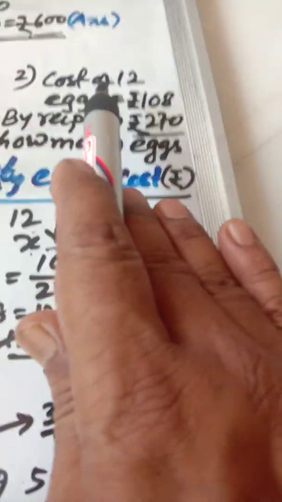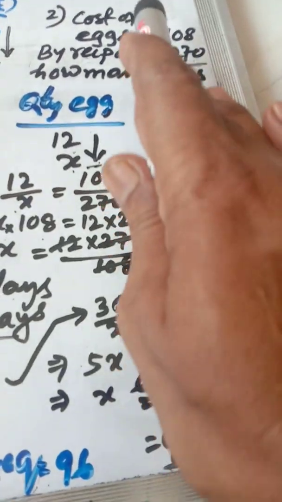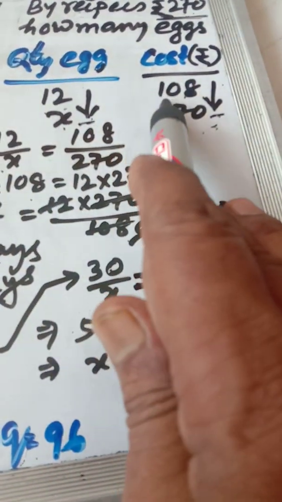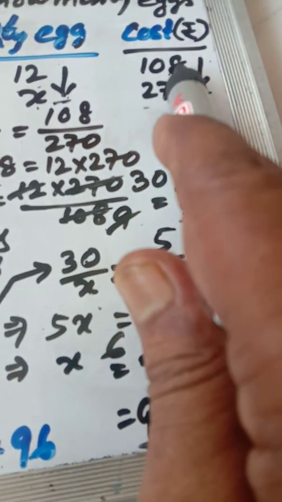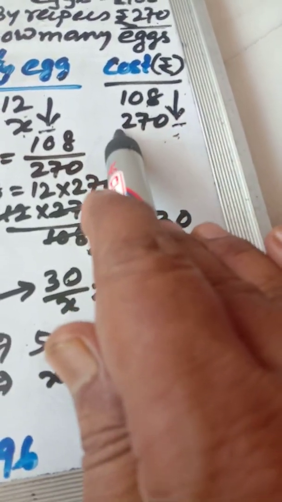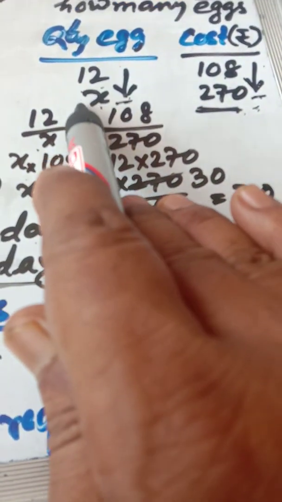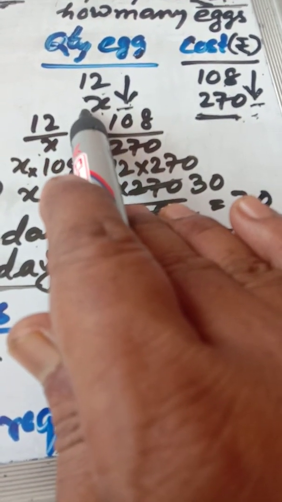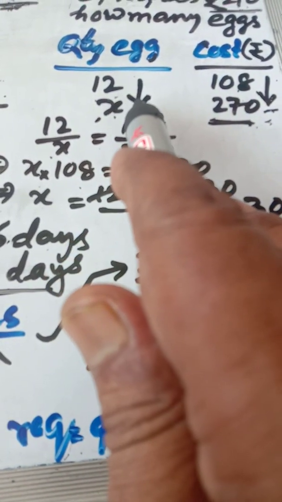So there are two quantities, cost and quantity. Quantity of egg and cost. For 12 eggs, 108 rupees. But 270 rupees you have got, so you write down 270 under cost. And the quantity of egg you do not know, so you write down x. I said, wherever x is there, you follow an arrow towards it.